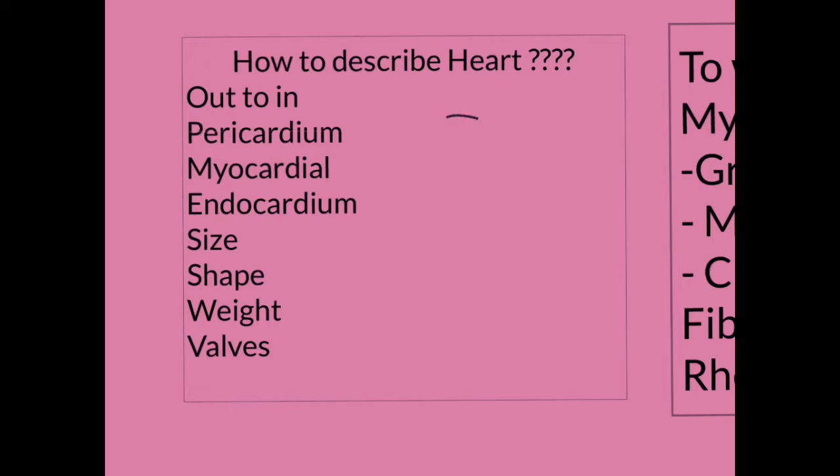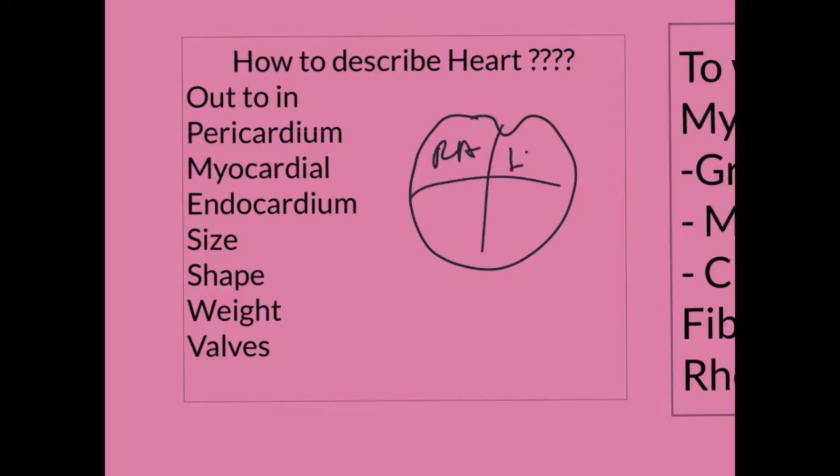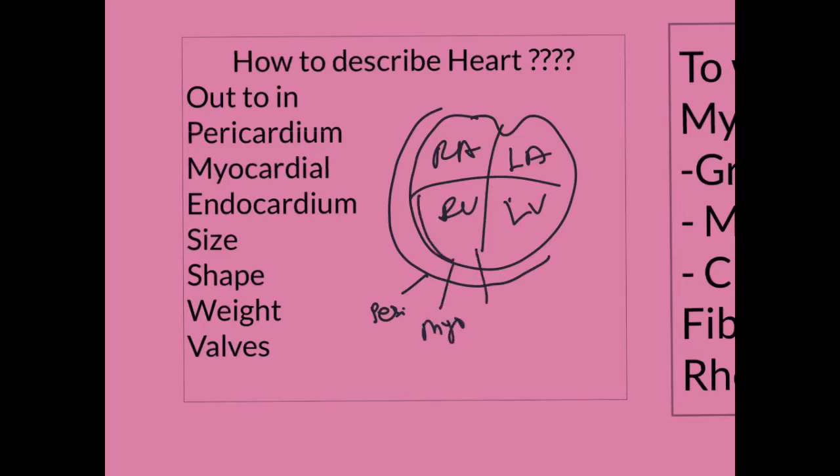Either you should start from the outside to inside or inside to outside. We all know that the heart has been divided into right atrium, left atrium, right ventricle and left ventricle. So this is from the inner side. If you are going from outside to inside, you should start by telling about the pericardium, then the myocardium, that is the muscles of the heart, and then the endocardium. While talking about the endocardium, you should talk about the walls of the heart and regarding the aortic wall and the pulmonary wall. So these things should be covered.